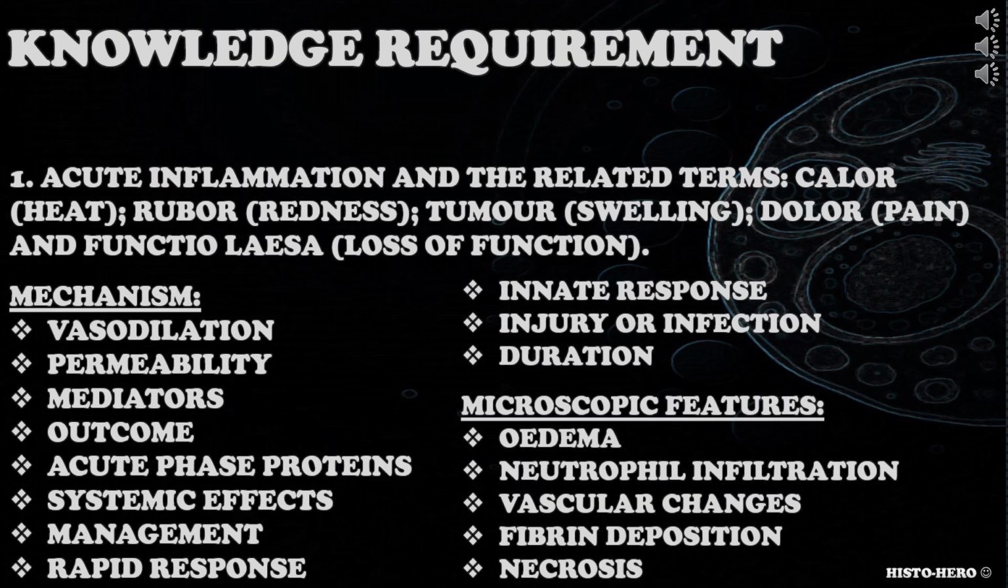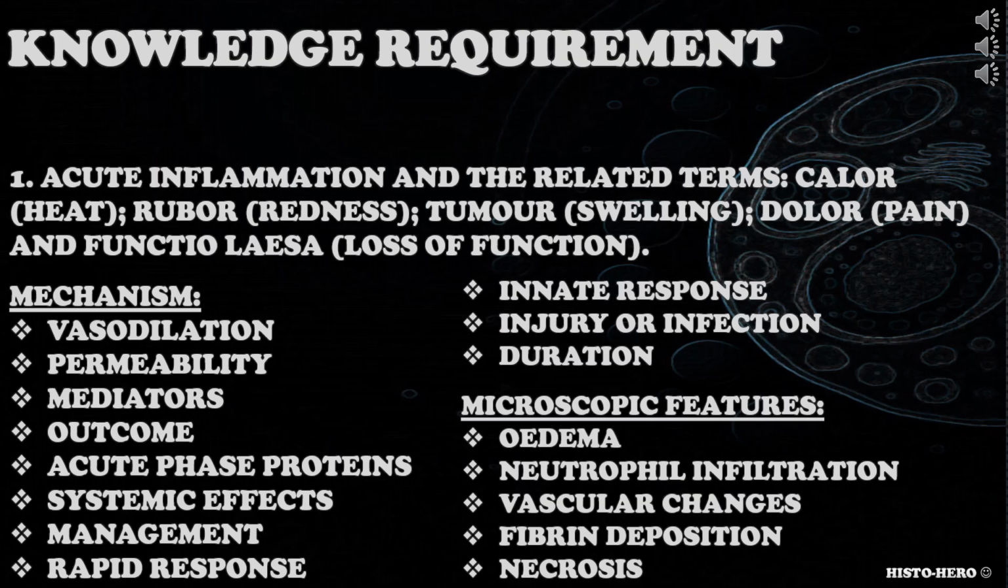The first knowledge requirement is acute inflammation and the related terms calor, heat, rubor, redness, tumor, swelling, dolor, pain, and functio laesa, loss of function. Candidate needs to have the knowledge and understanding about acute inflammation. You could ask the candidate to explain what is acute inflammation, to list signs of acute inflammation, to explain the mechanism of acute inflammation, to highlight microscopic features of acute inflammation on H&E stained section, to explain the terms calor, rubor, tumor, dolor, and functio laesa.